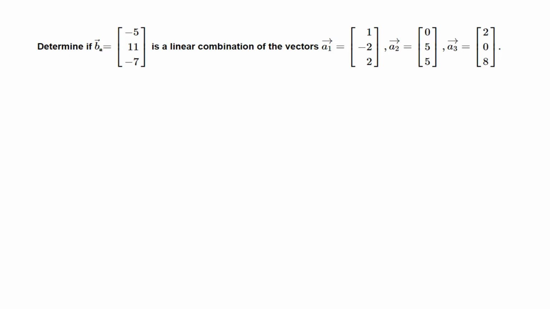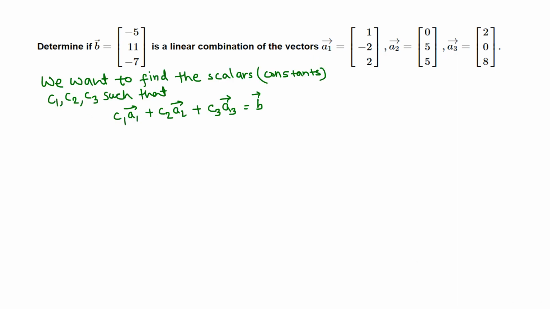Determine if B, a vector, is a linear combination of the vectors a1, a2 and a3. That means, can we find scalars or constants c1, c2 and c3 so that B equals c1 a1 plus c2 a2 plus c3 a3. So let me write that here. From this equation we want to find c1, c2, c3 if possible. If we are able to find the values, then yes, B is a linear combination, otherwise no.